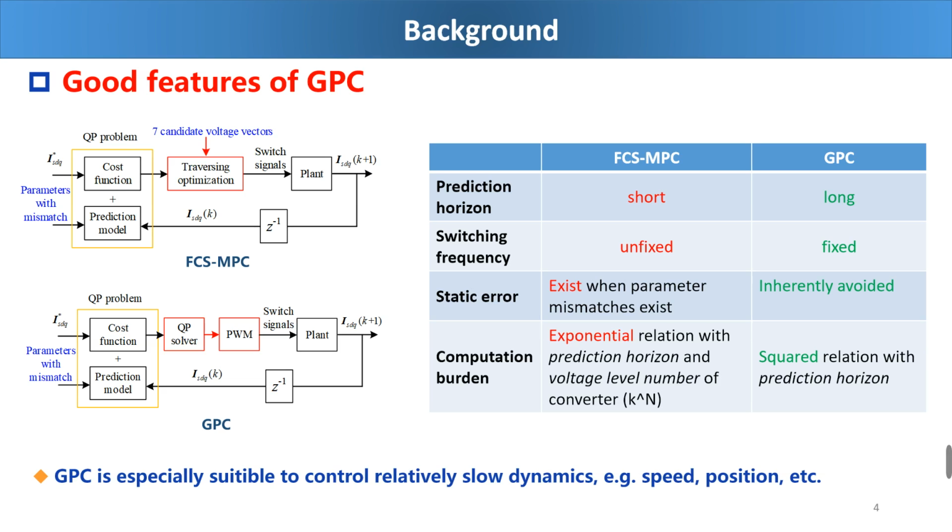So the GPC has long prediction horizon, so it is especially suitable to control relatively slow dynamics, for example, the speed and the position. So in this paper, we will use GPC to control the speed as well as the current.